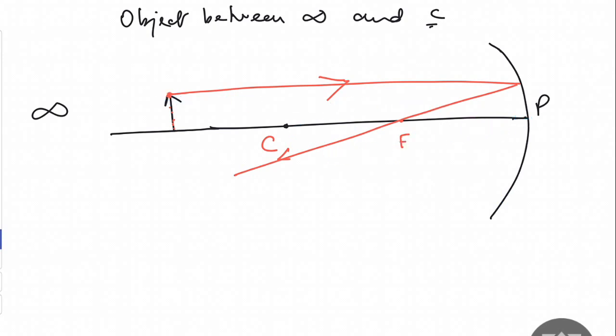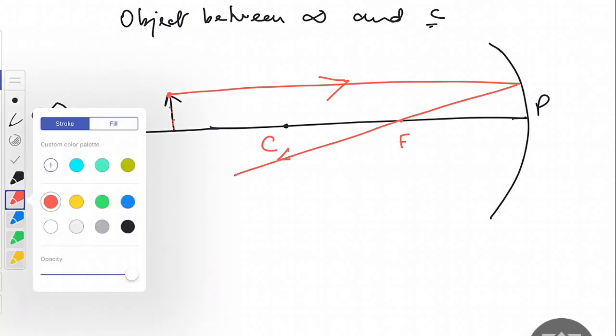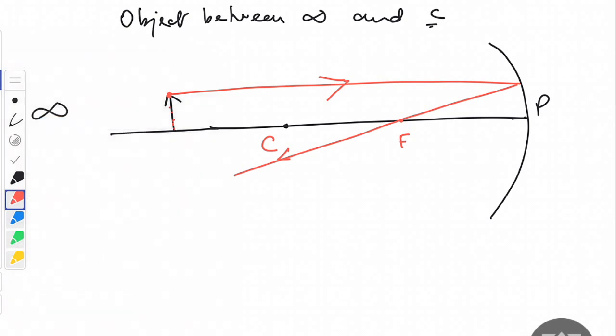So let's try one through the focus. Okay, let's do that. You can do it along with me. You don't have to. Now we can start drawing, and you can do multiple drawings. You can try what I'm doing, or draw some other ray. All of you will come to the same conclusion.